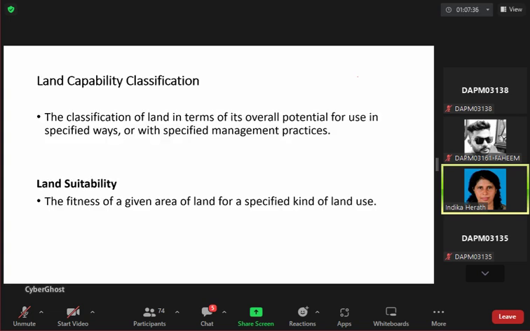And there are a few other definitions that I want to talk to you about: land capability classification. You know the word capability, is he capable of doing something?